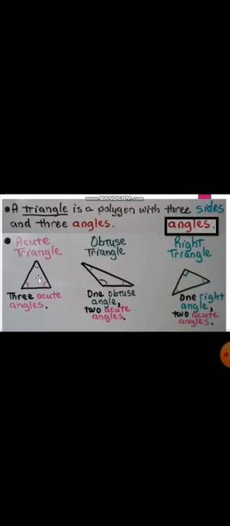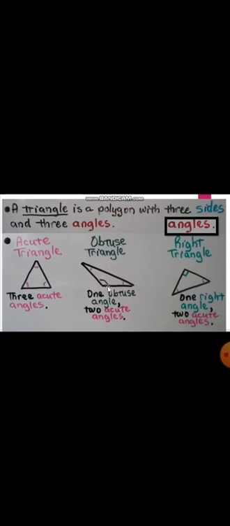Look at the first one here. All the interior angles, acute angles. So I will call this triangle acute triangle. To call it acute triangle, must have 3 acute angles. Okay. Number 2, obtuse triangle. Obtuse triangle, 1 obtuse angle and 2 acute angles.